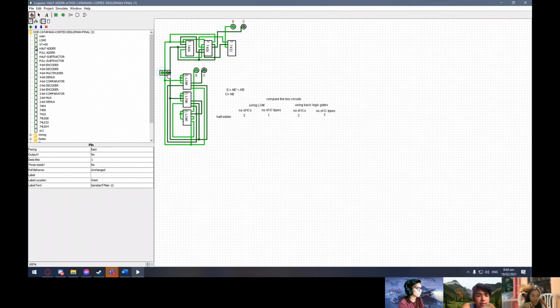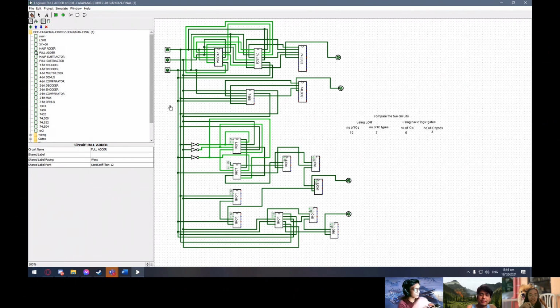Next, the full adder. The full adder is defined as a logical circuit that performs an addition operation on three 1-bit binary numbers. A full adder produces a sum of three inputs and a carry value.